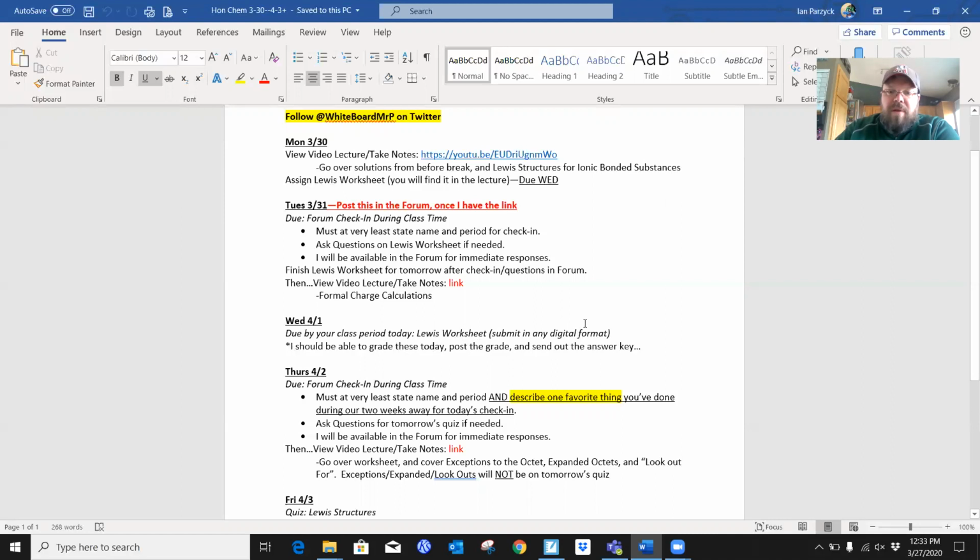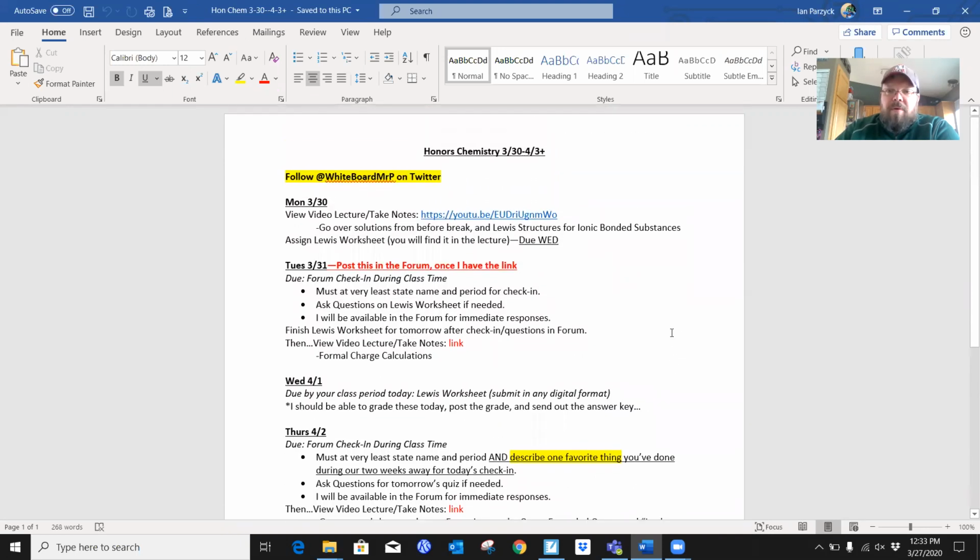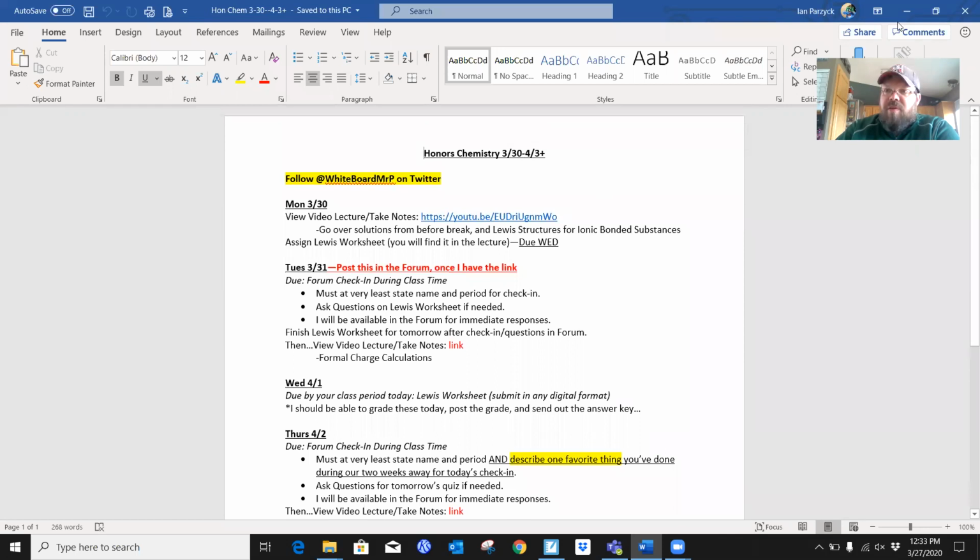I should be able to get things graded and turned around and talk to you about it. Then we'll go over some things on Thursday when we check in, and we'll have our next link and next video lecture on Thursday. And then the quiz is on Friday on Lewis structures. So, all right, here we go. Today, formal charge calculations.